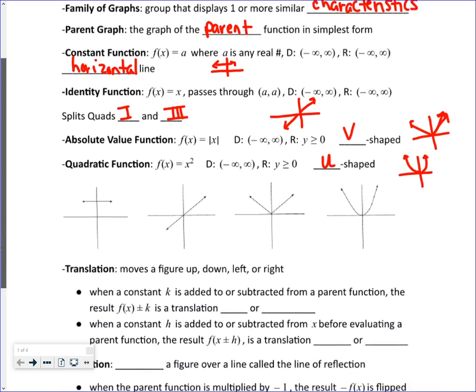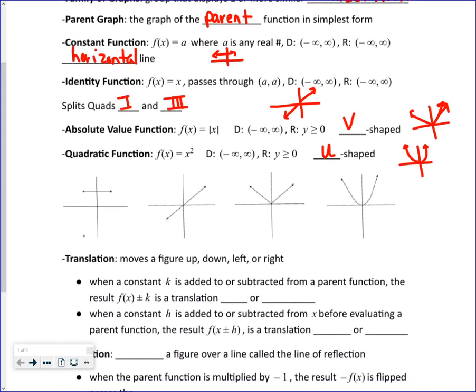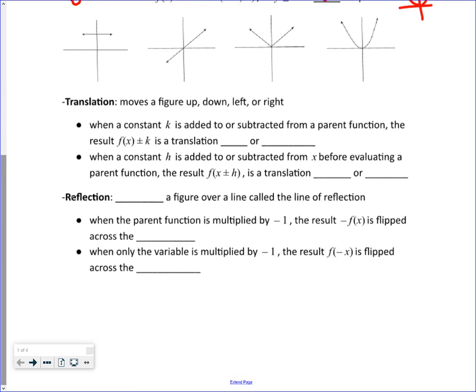So all of those graphs are down here. This is my constant function. It's a horizontal line. This is my identity function. This is absolute value. It makes a V. Any absolute value graph always makes a V. It's just moved, right? This is my quadratic. So here's how I remember it. Absolute value has a V. It makes a V. Quadratic has a U. It makes a U. So that kind of helps, okay? All right, translations. It can move a figure up, down, left, or right.